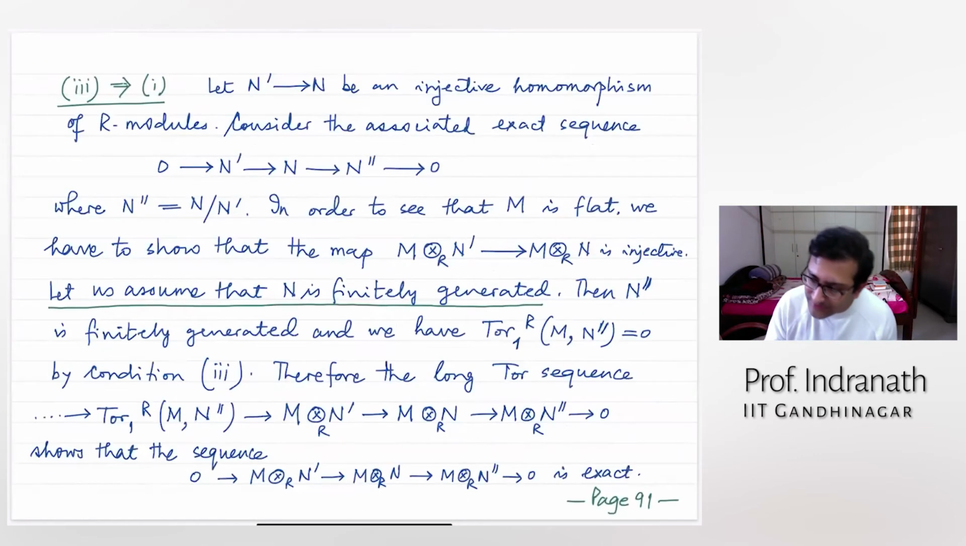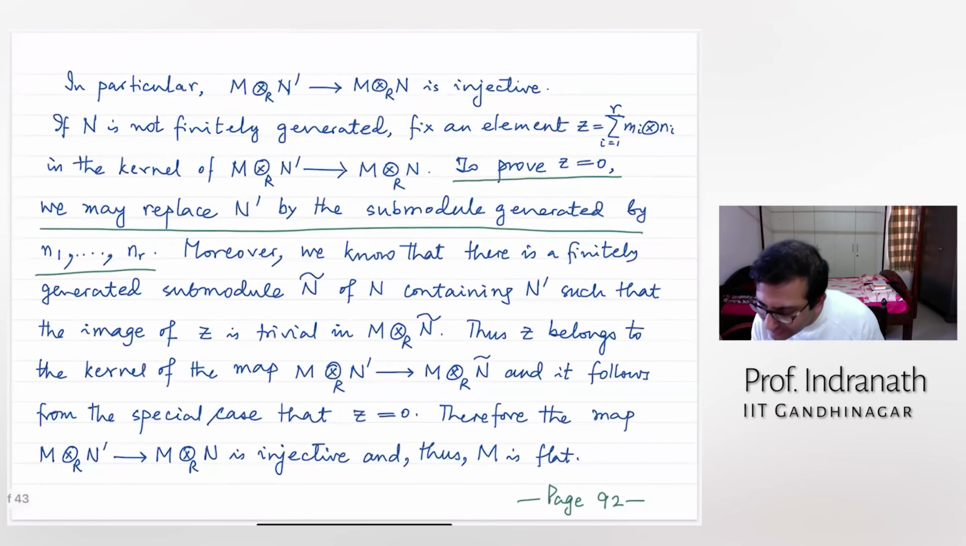Yes. So we are basically replacing this by 3 implies 1. So we are replacing N dash by a submodule generated by N1 to NR. Up to this is fine. Moreover, we know that there is a finitely generated submodule N dash. So again, let me underline it.